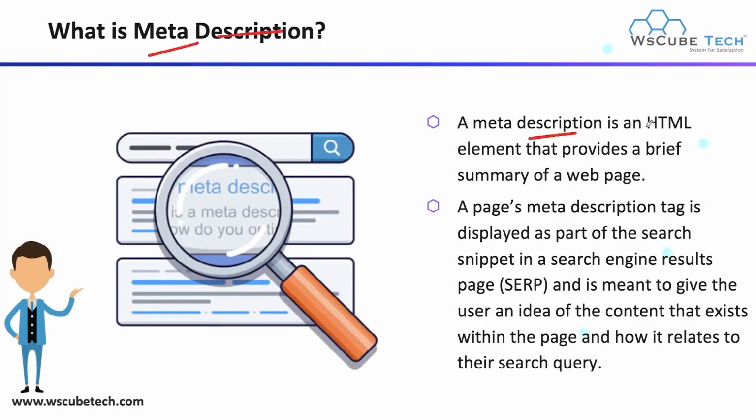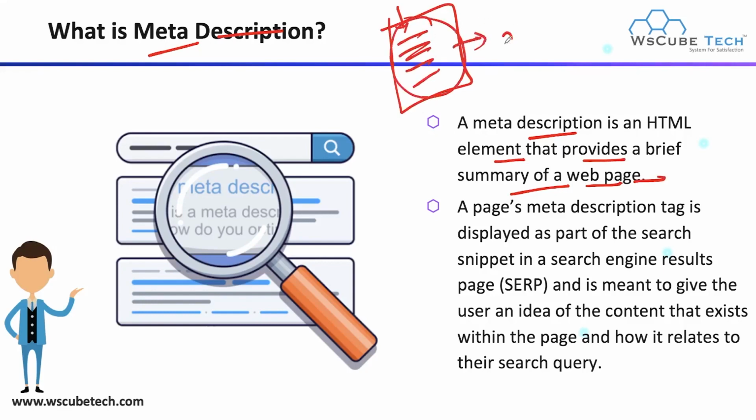So meta description is an HTML element that provides a brief summary of a web page. Any information which you have on your web page, you can give a descriptive overview of that information on your search engine result page. That is your meta description here. A page's meta description tag is displayed as a part of your search snippet in a search engine result page and is meant to give the user an idea of the content that exists within the page and how it relates to your search query.